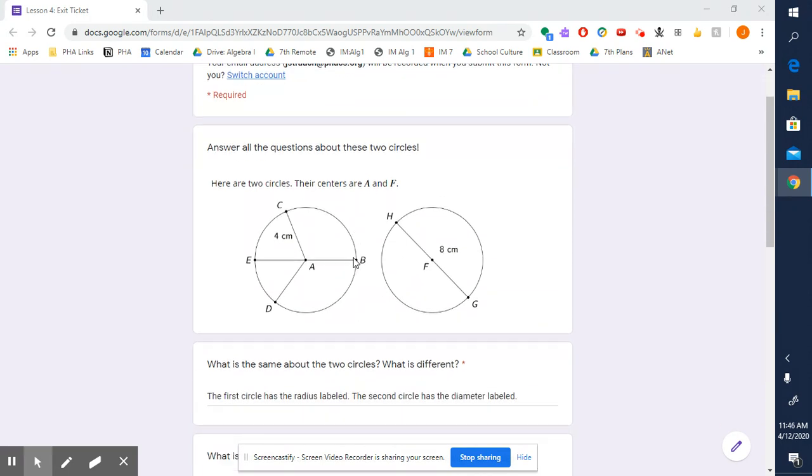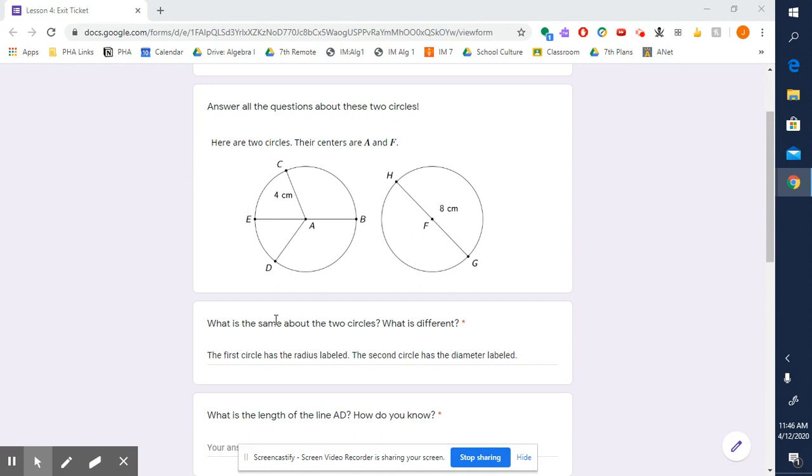Okay, so the first question says, what is the same about these two circles and what is different? Well, one thing I noticed is that in the first circle, the radius is labeled, and in the second circle, the diameter is labeled. That's the first thing I'm going to write. The first circle has the radius labeled. The second circle has the diameter labeled.